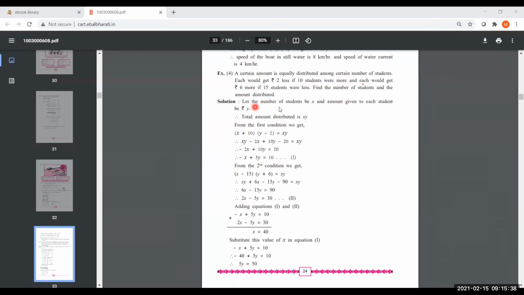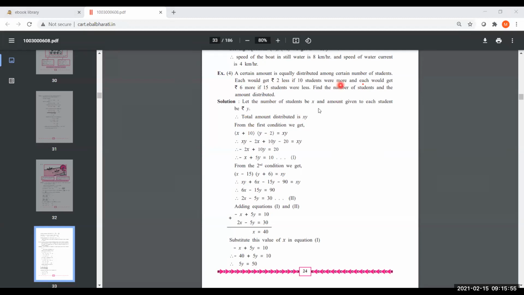So that is, let the number of students be x and the amount given to each student be y. So what is the total amount distributed? It is simply x multiplied by y. Then according to the first condition, each will get rupees 2 less if 10 students are more.